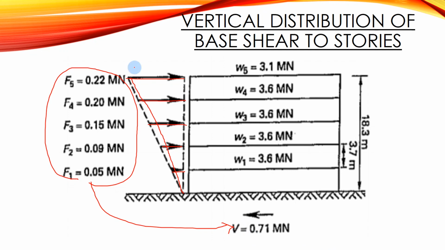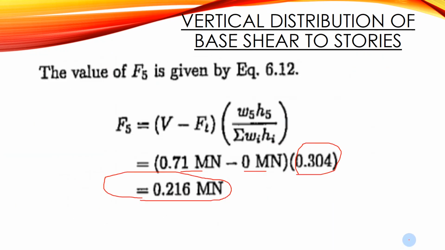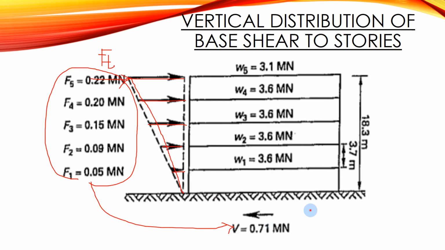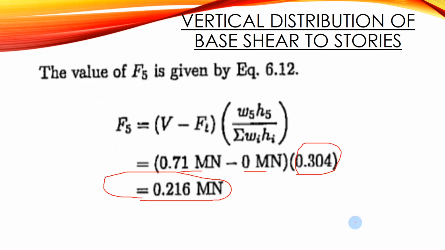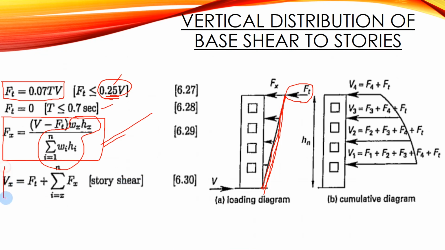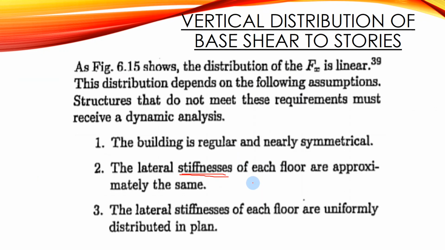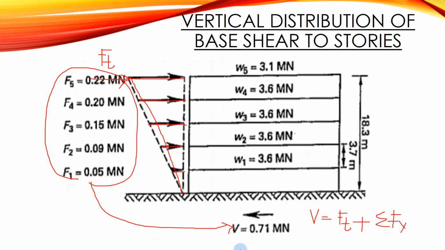So what if, guys, there is an Ft? Where would we place it? At the roof. Okay? So once there is an Ft, the base shear is equal to Ft plus the summation of Fx. I think that is also in the formula. Okay, so once there is Ft on top, it is Ft plus the sum of all the forces Fx. That's all, guys.